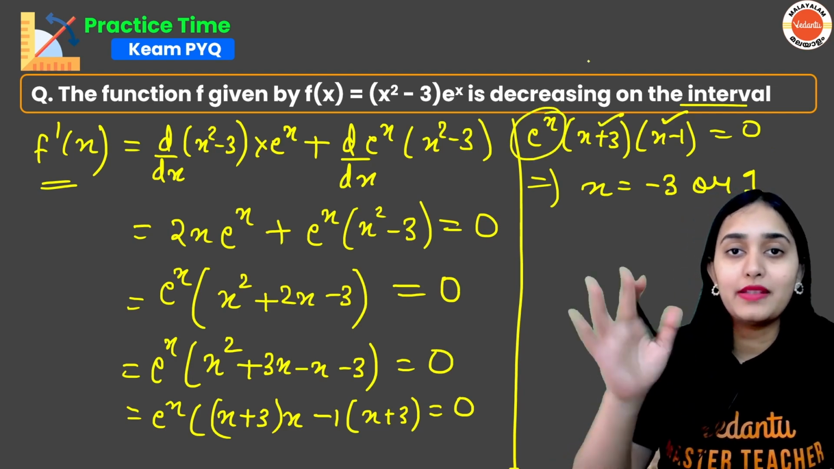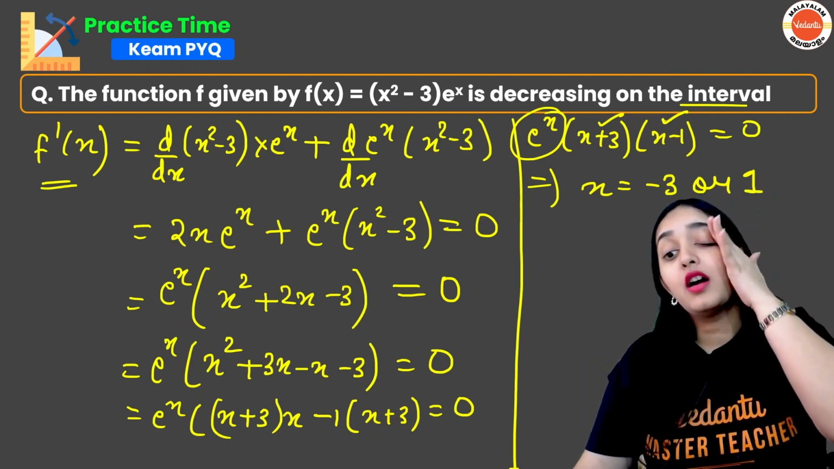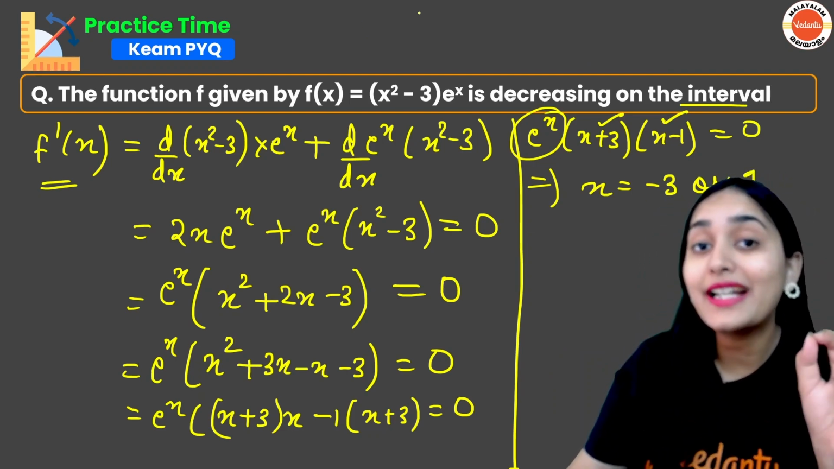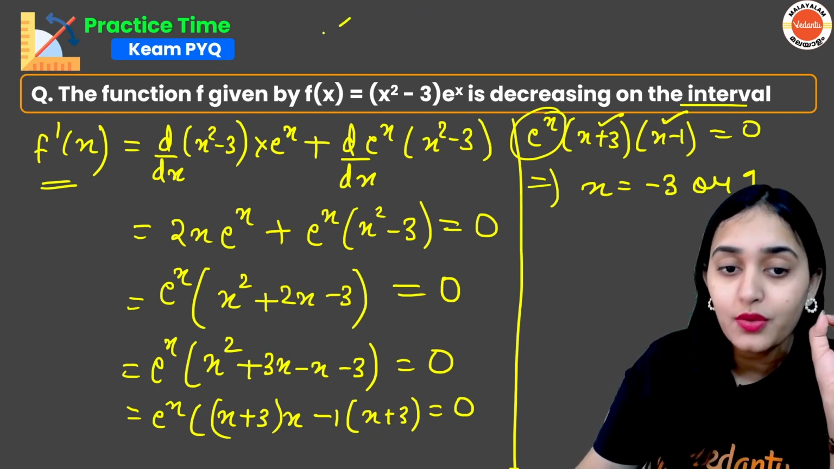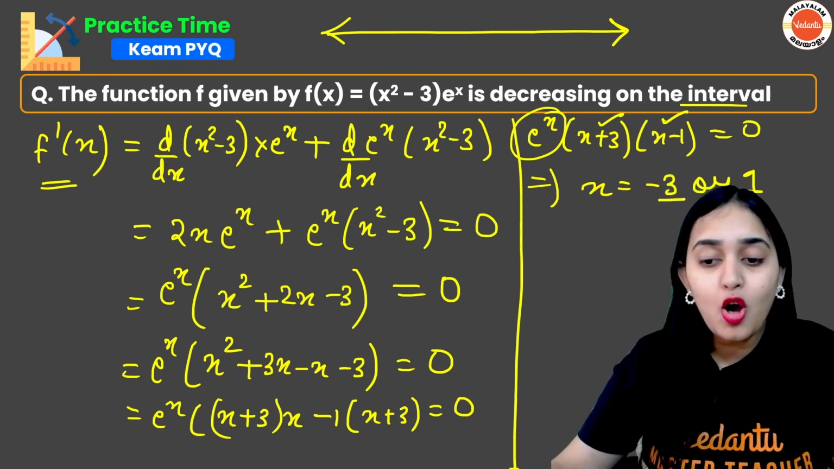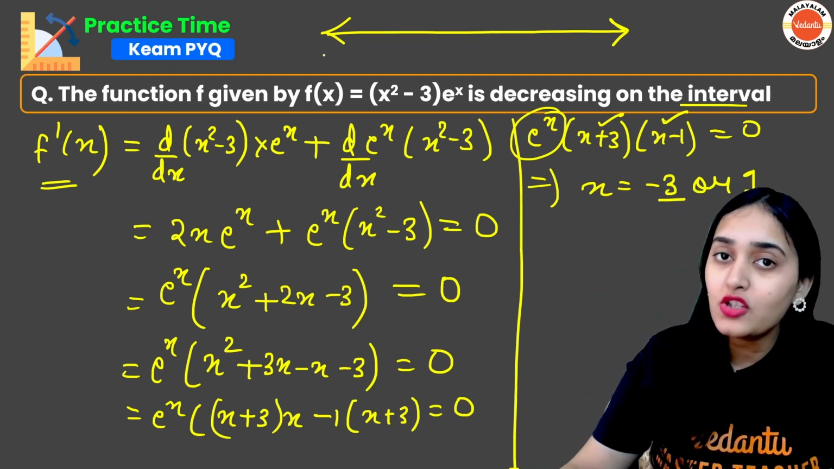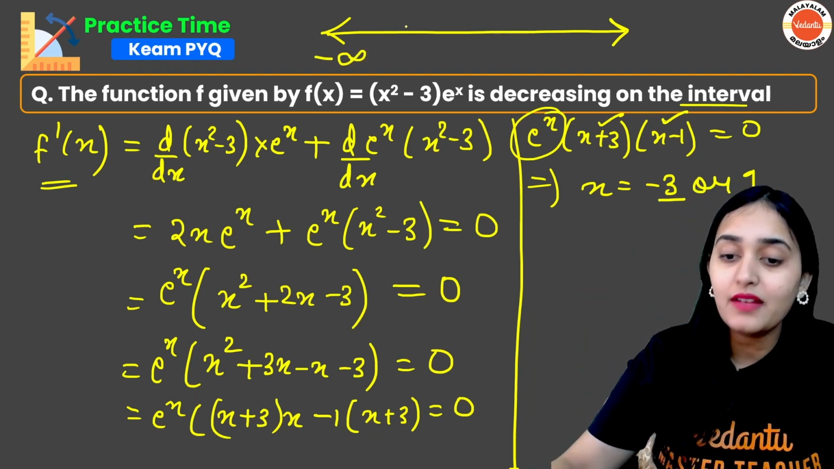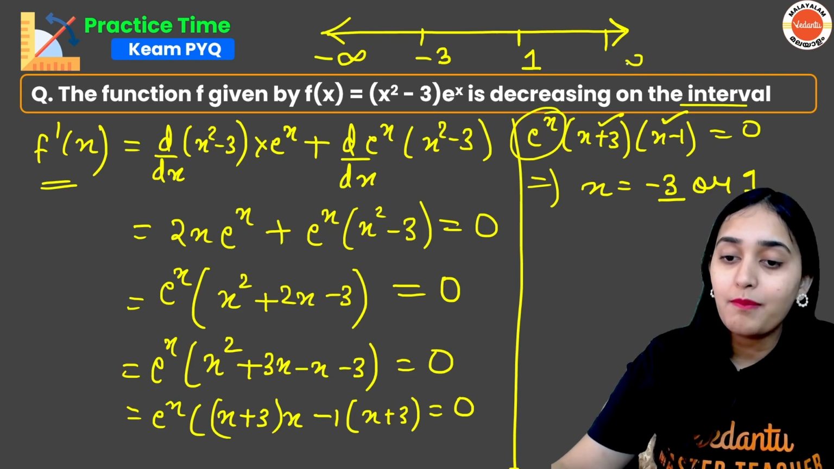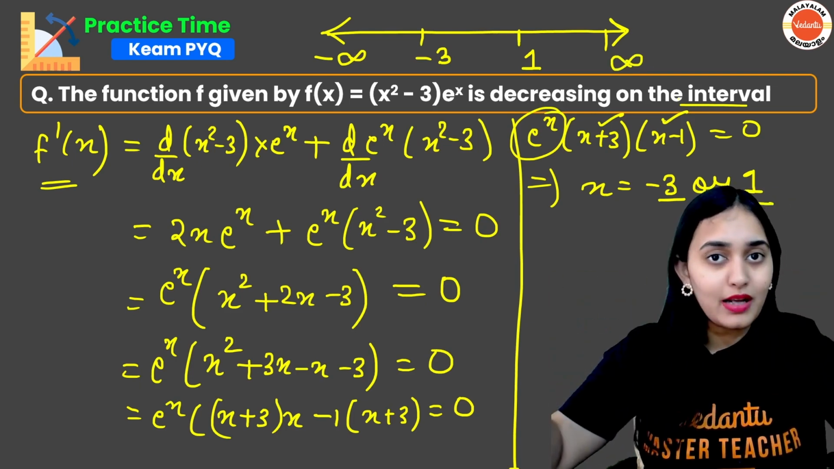This cannot be 0. So, minus 3 or 1. Now, I will tell you a shortcut method. What you have to do is, you take the number line, you plot these points. First, you will start from minus infinity. Then you will have minus 3. Then you will have 1. And then you will have plus infinity.